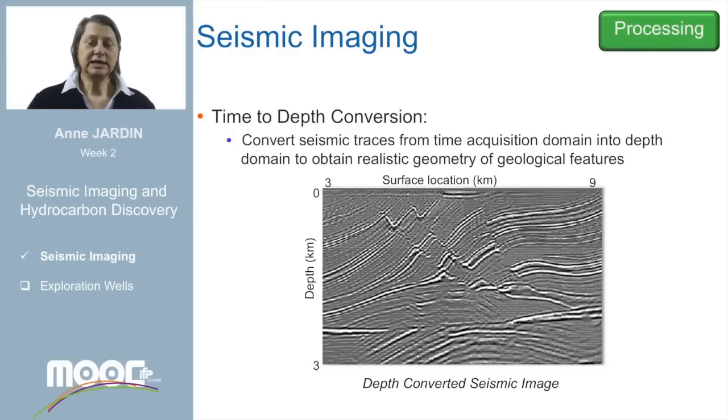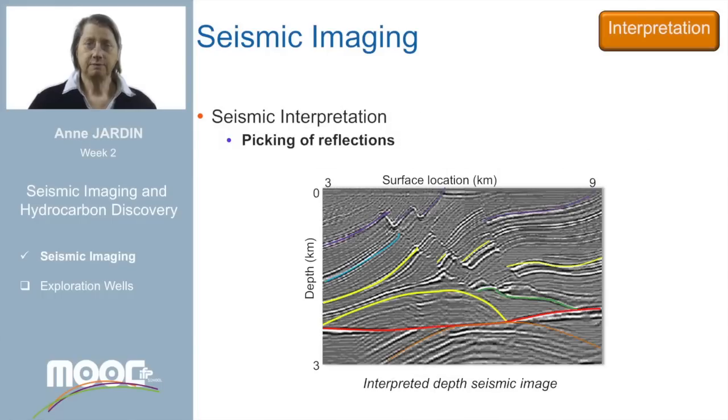The conversion of seismic images from the time acquisition domain into the depth interpretation domain is essential to continue the exploration process. The geophysicist has now obtained the best seismic image ready to be interpreted by the geologist. Firstly, the geologist identified and picked the main reflections, which are the interfaces separating two different geological formations.